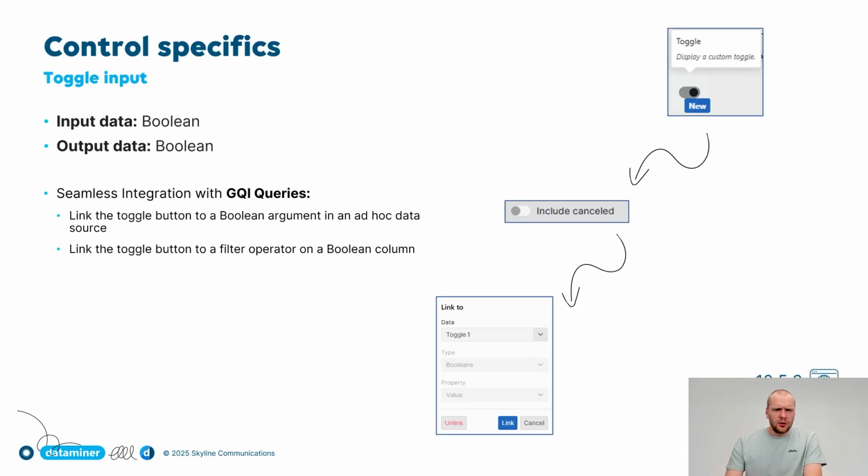Let me talk about some other controls. First of all, we have our toggle input, which inputs and outputs a Boolean. This is designed to be used with GQI query specifically. Whenever you want to opt in or opt out of a certain functionality, you can use a toggle input.